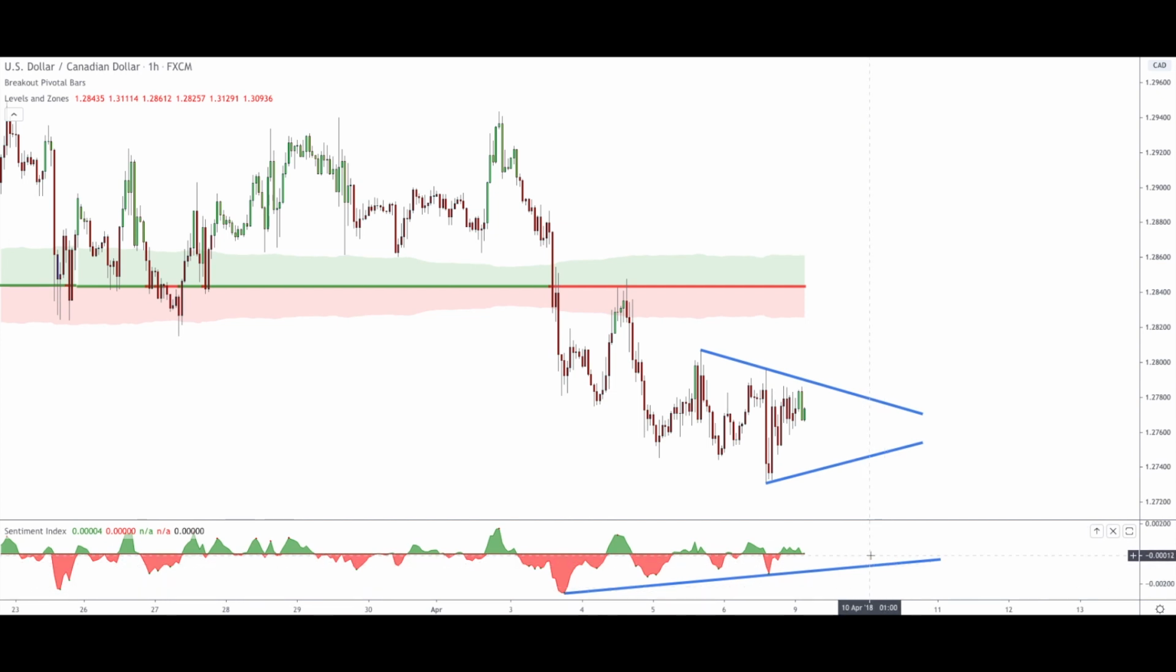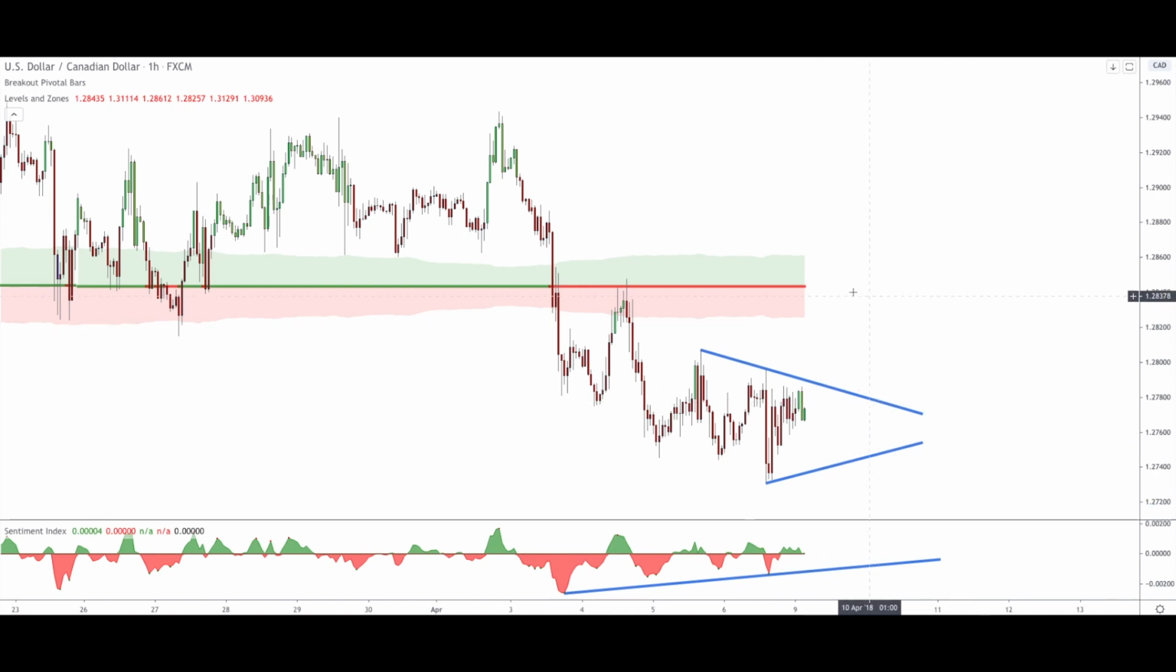Or the other thing that it can do is to break up, so it moves to the upside and the bullish sentiment index starts improving. In this case, the price should move to the upside, and in this case I'm not interested in the trade. I'm definitely not interested. First of all, because it will mean there is a trend reversal, and when I use the breakout pivotal bars with the sentiment index and the levels and zones, I'm usually trading trend continuation. So I look for an impulse, a consolidation, and for another impulse.